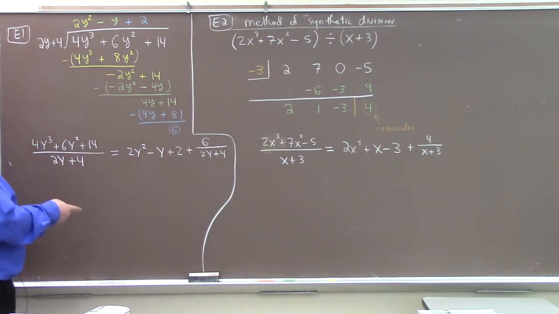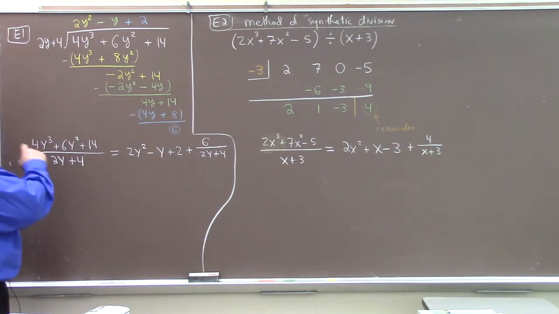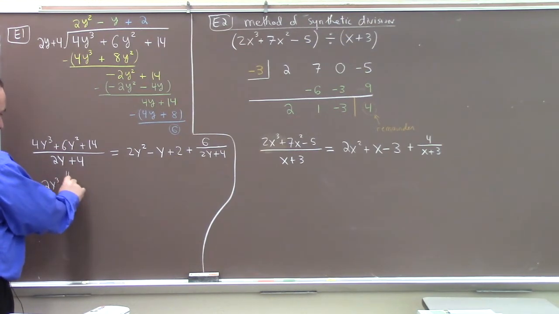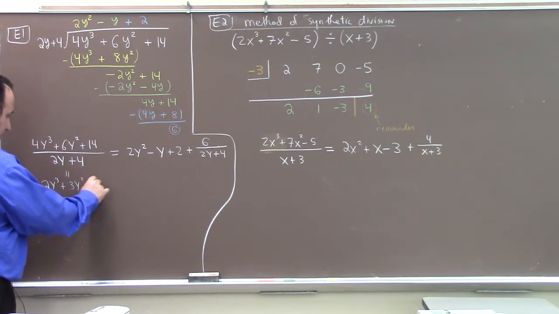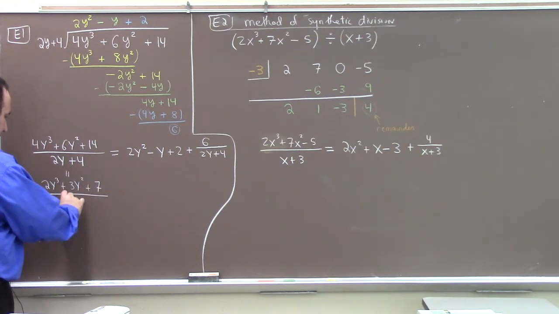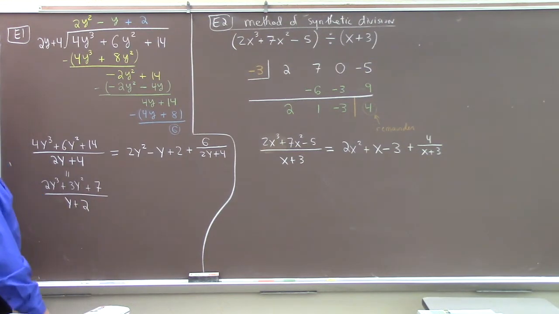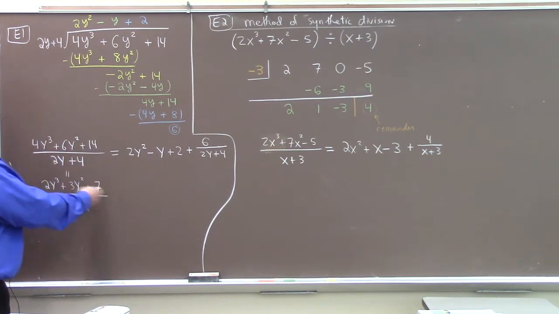Let's try to stay out of trouble. So instead of doing this problem, we can divide the top and bottom by 2, right? This is equal to 2y cubed plus 3y squared plus 7 divided by y plus 2. You factor out 2. It's very silly.